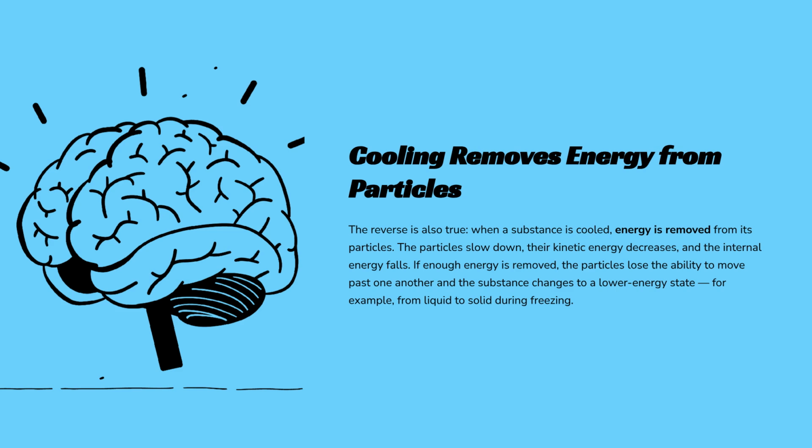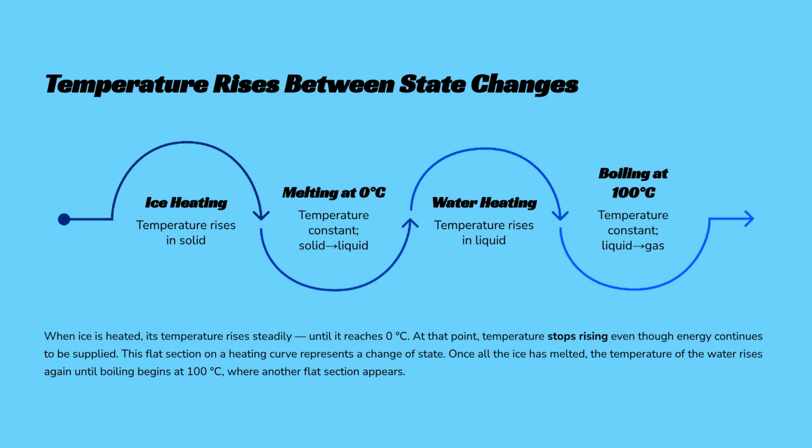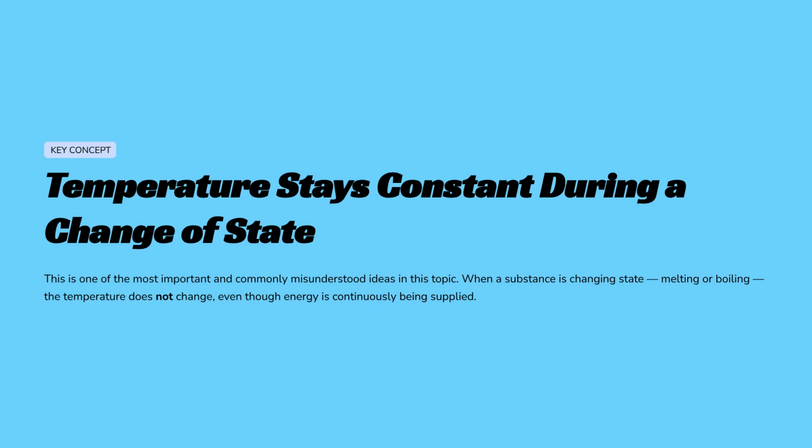Cooling a substance removes energy. As particles slow down and lose kinetic energy, the substance may transition to a lower energy state, such as a liquid freezing into a solid. During heating, temperatures rise until a state change begins. At points like melting at 0 degrees or boiling at 100 degrees Celsius, the temperature remains constant as the substance changes state. A key concept to remember is that temperature remains constant during a change of state.